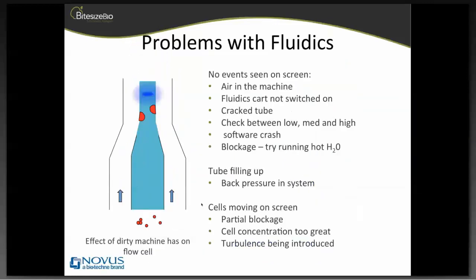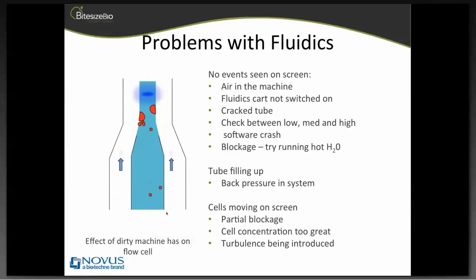With the fluidics of your machine, if you don't have clean fluidics, it can cause quite a lot of problems with your experiment. This animation shows that cells can get stuck to clumps, and it can cause problems where the cells aren't going through the middle of the laser beam. Here are a few hints on what could be wrong if you've got some problems on your machine.